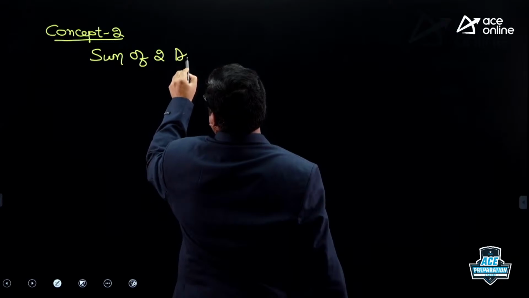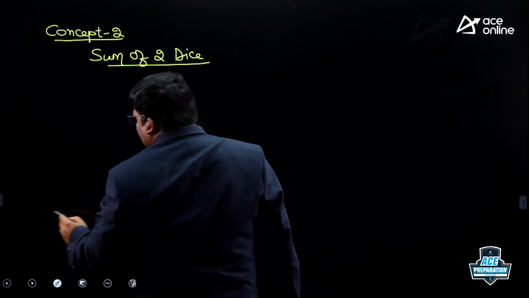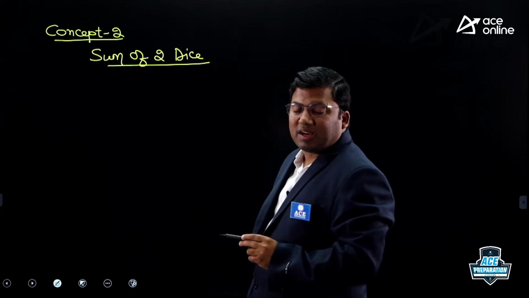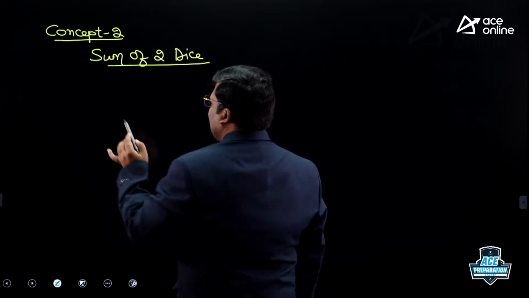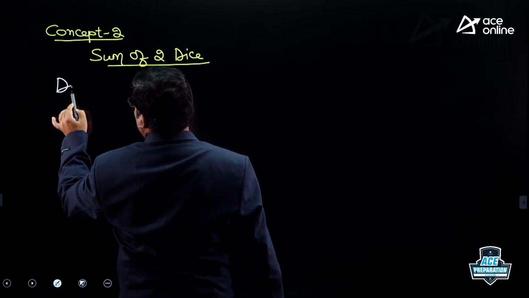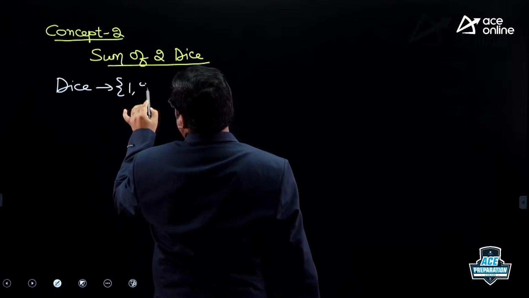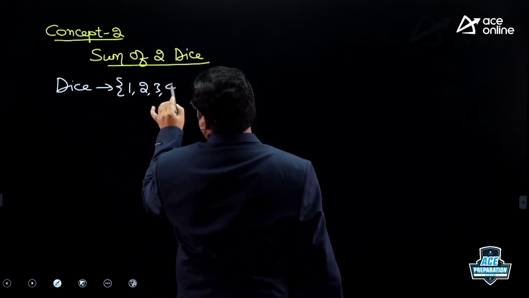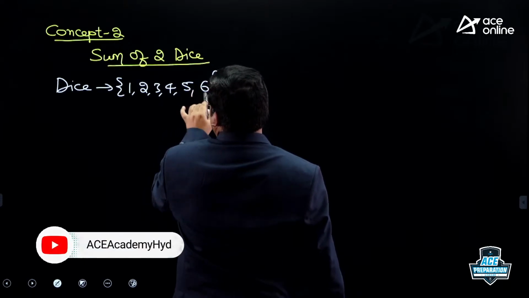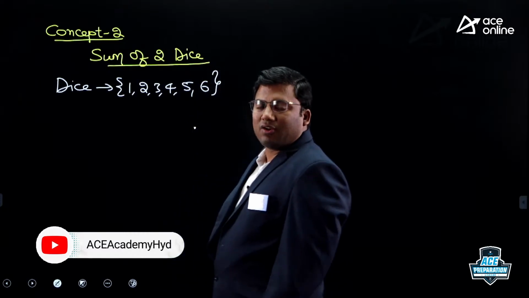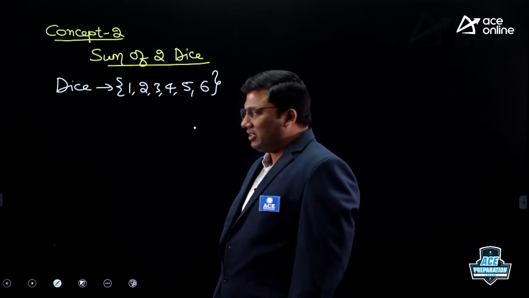Sum of two dice. Concept 2. Very interesting concept, sir. A die will have a numbering from 1, 2, 3, 4, 5, 6. Are you all with me?